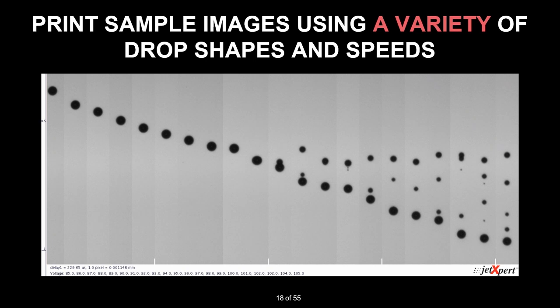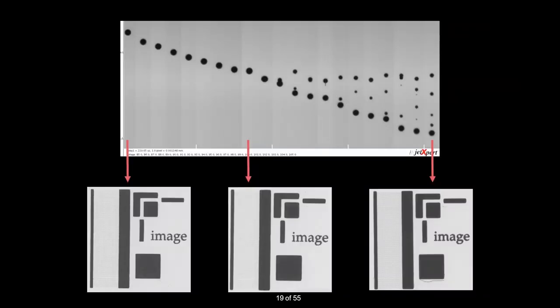We then take each of these individual waveforms and actually print an image using it, keeping all other parameters exactly the same. And that's what we've done here. So we've taken our slow, good drop formation, printed an image, our middle, so a little bit faster, potentially more satellite chances, and then we've got our fast and satellite-filled waveform is acceptable.